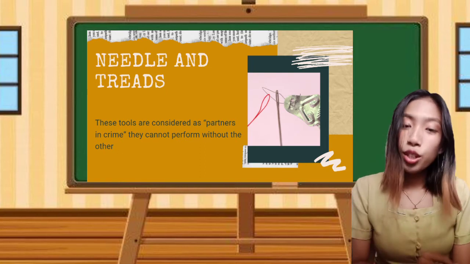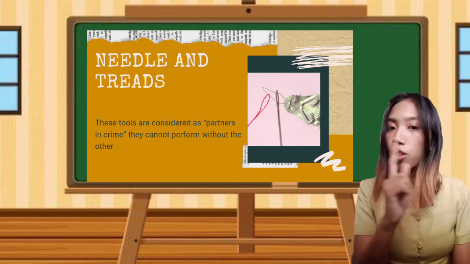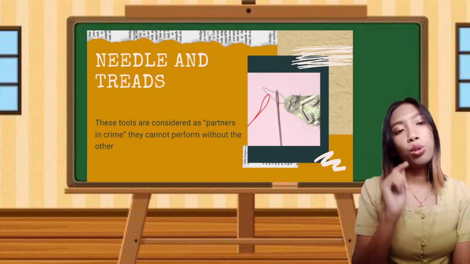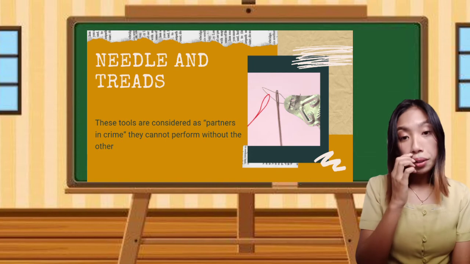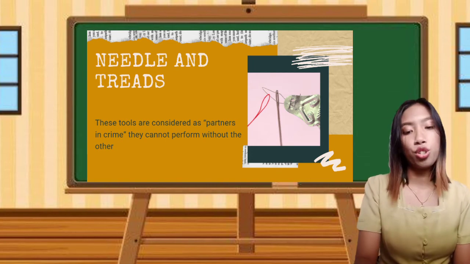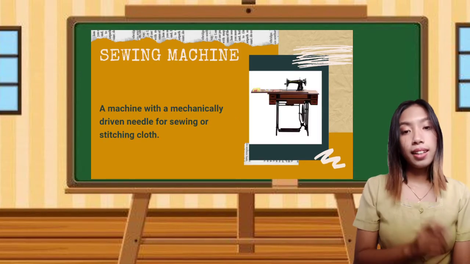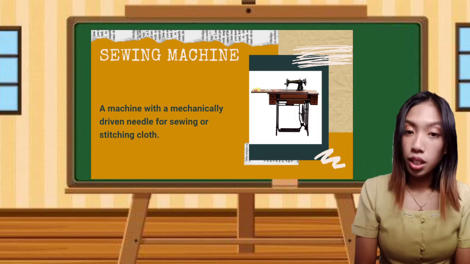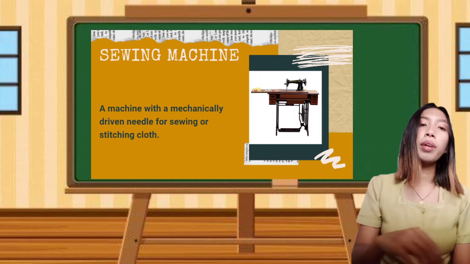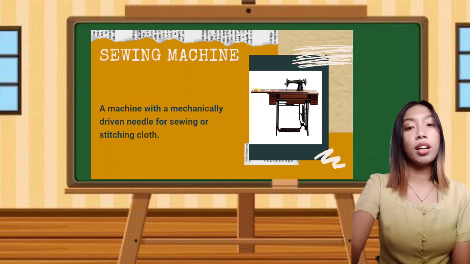Next, this tool is considered a partner in crime. They cannot perform without each other. It's a needle and thread. I repeat, these tools are considered partners in crime. They cannot perform without each other. And lastly, we have the sewing machine. What do we mean by sewing machine? It is a machine with a mechanically driven needle for sewing or stitching cloth.